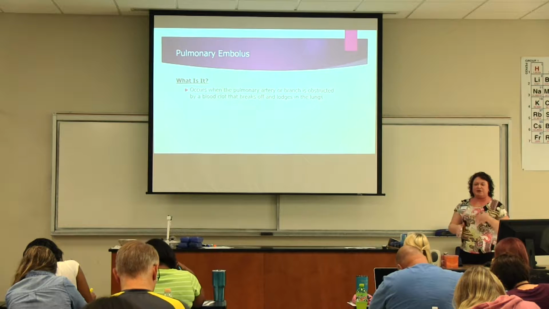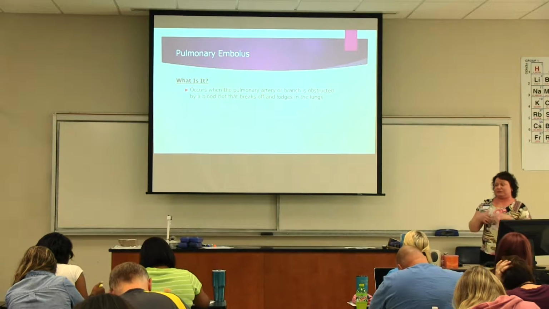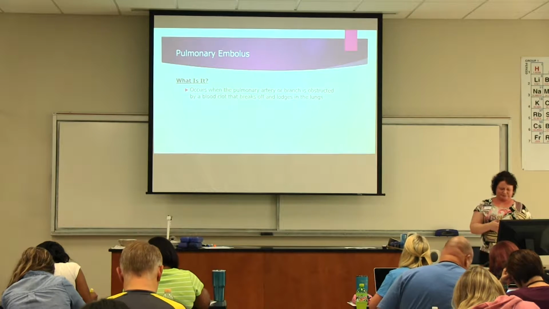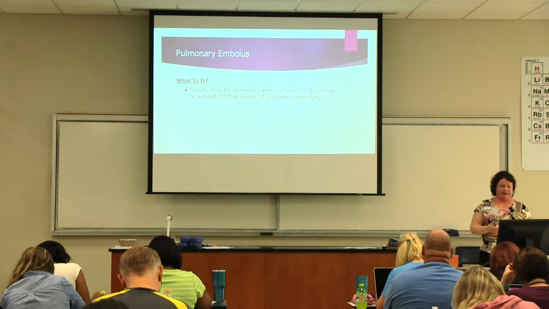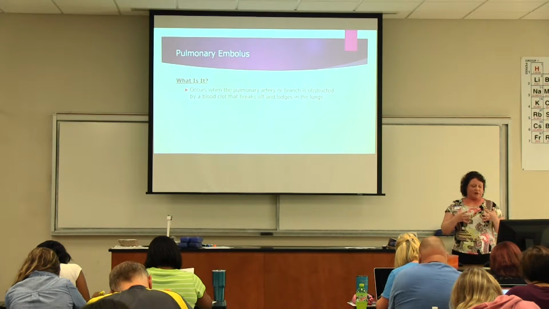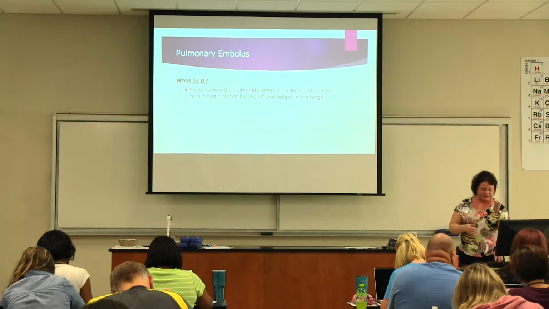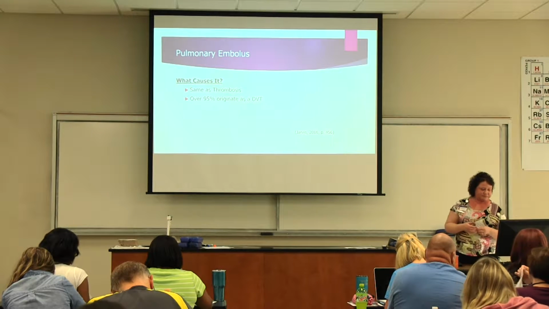Okay, well, we're going to move on to our next topic, which is pulmonary embolism. So we started with the DVT, and now we've moved up to the lungs. So now we have a PE. So what is a PE? It occurs when the pulmonary artery or the branch is obstructed by a blood clot because it's broken off and it's launched into the lungs.